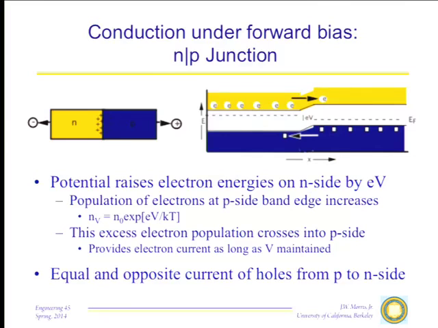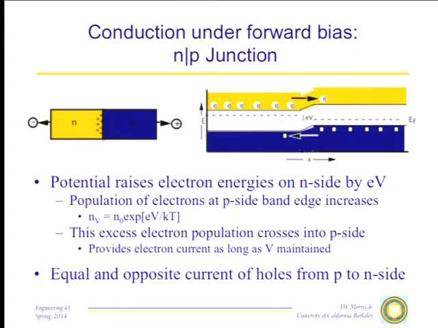Now understand why that's true. Suppose we place electrodes, negative electrode over here, positive electrode over here, to put this junction in what we call a positive bias. If I place a negative potential on the N side, that will raise the energy of the electrons on the N side. That will raise the population of electrons up here, the population of electrons that can move from the N side to the P side.